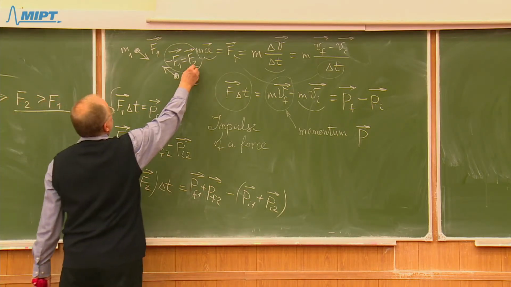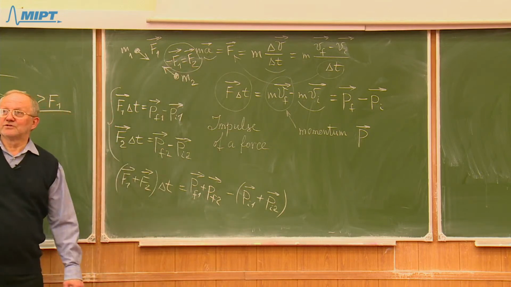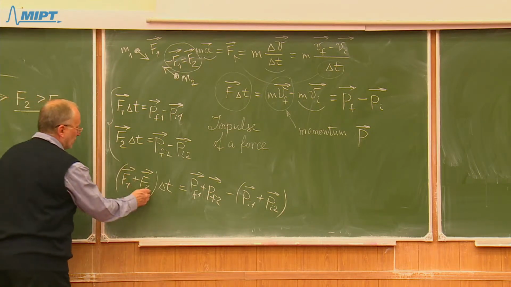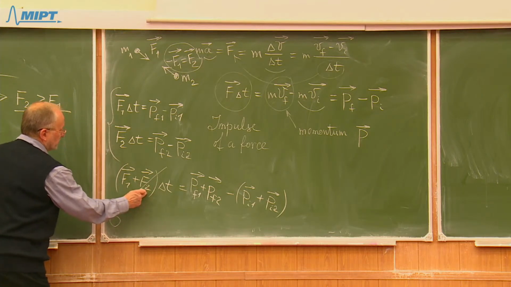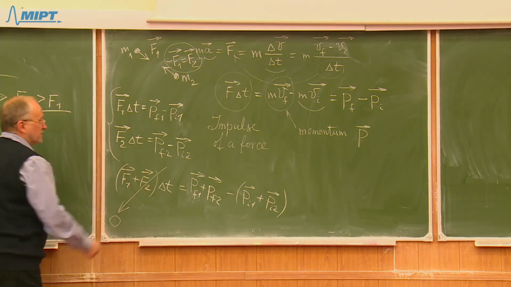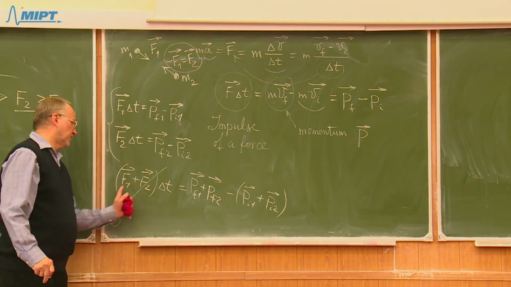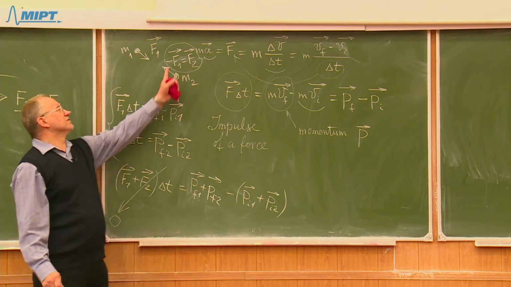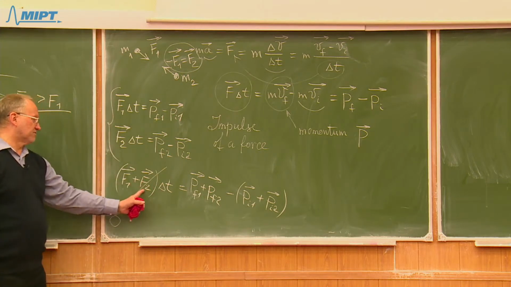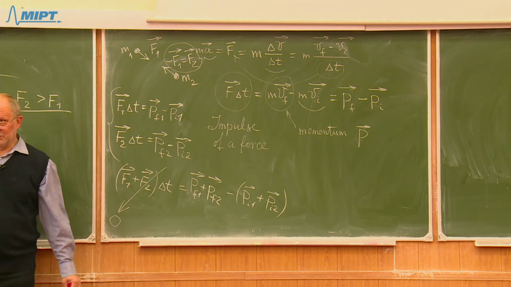F2 is equal to minus F1 due to Newton's third law. So this term will be 0. F2 is equal to F1 in magnitude and oppositely directed. Therefore, the sum of these two vectors will be 0, because F2 equals minus F1. If you put minus F1 here, you will find it 0.